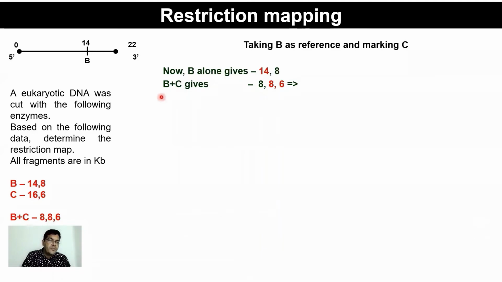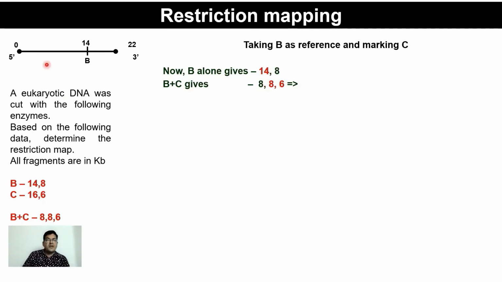And then we're looking at B plus C together, which gives you three fragments of 8 kb, 8 kb, and 6 kb. So very clearly, this 8 kb fragment of B remains intact on digestion with C. And actually, the 14 kb fragment can be summed up as 8 and 6 kb fragments. So this implies directly that C is within the 14 kb fragment of B, right?